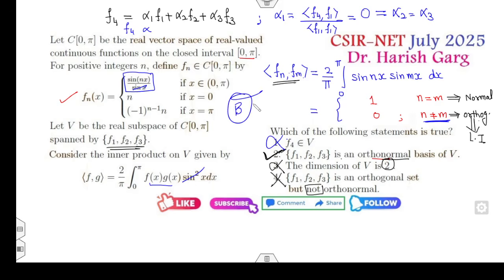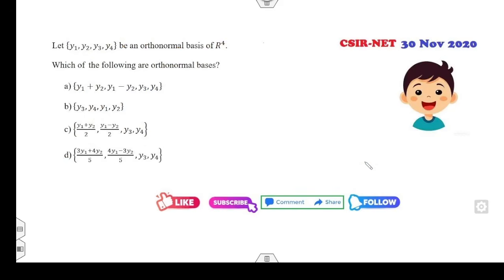Right answer is only B, the correct answer. Moreover, there was only one correct option, which we already got earlier. Okay, yi's are orthonormal. What is the meaning of that? The inner product yi, yj is 0 and the norm of yi must be 1.